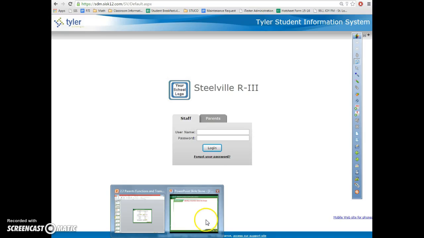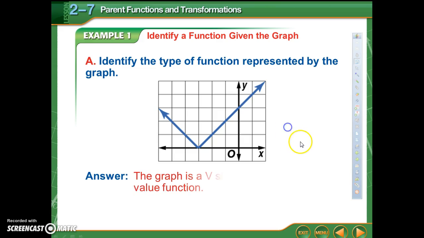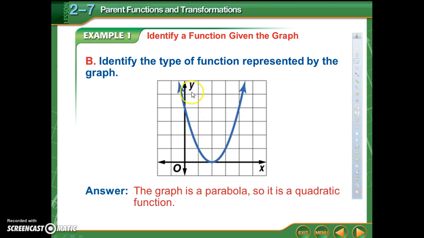Maybe if I can get this to cooperate. There we go. So it says identify the type of function represented by the graph. So hopefully you can answer this one. This would be an absolute value graph. B, identify the type of function represented by the graph. Quadratic. It's in the shape of a parabola, it's a quadratic function.